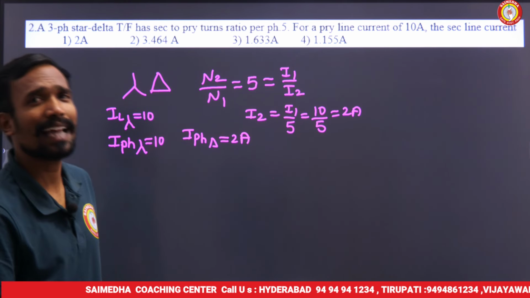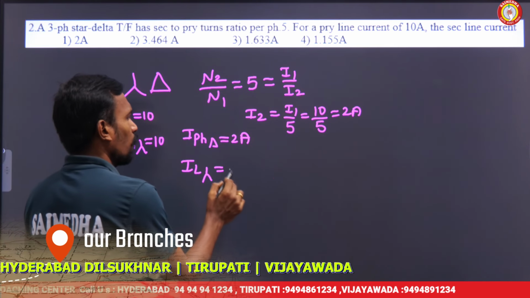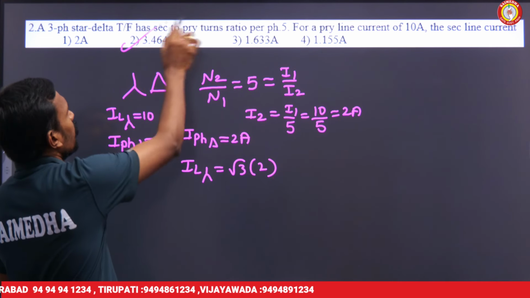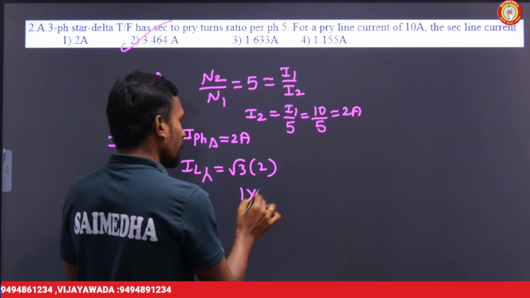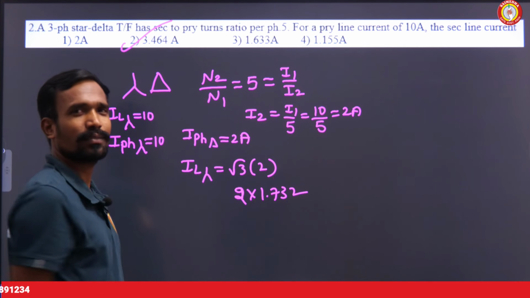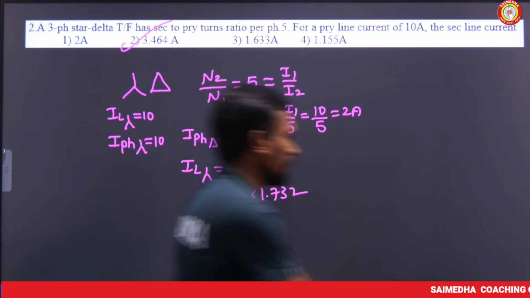Now the secondary line current in delta, which they are asking for, is root 3 times 2. So the answer is 3.4, because 1 into root 3 is what we know, 1.7, so 2 into root 3 is 3.4 something. Simple question.